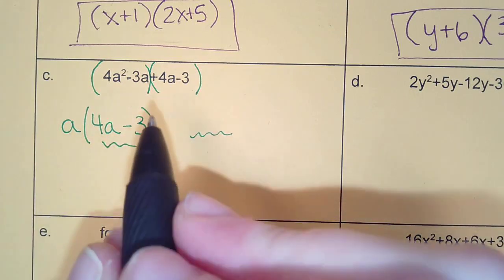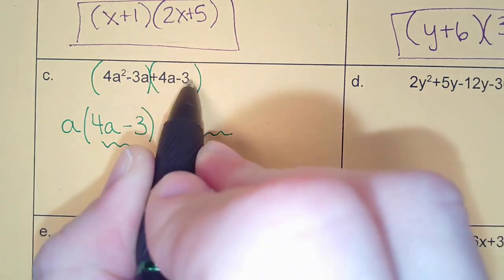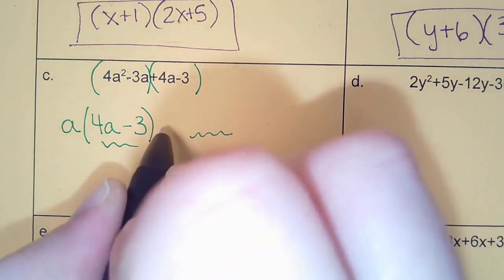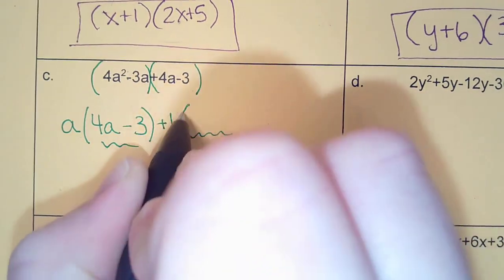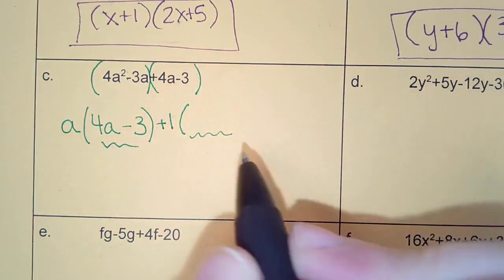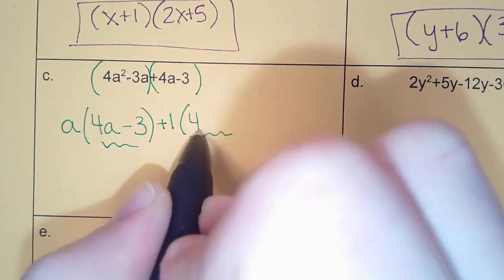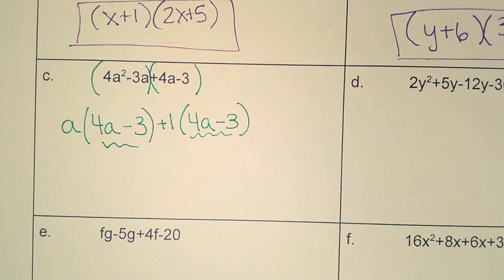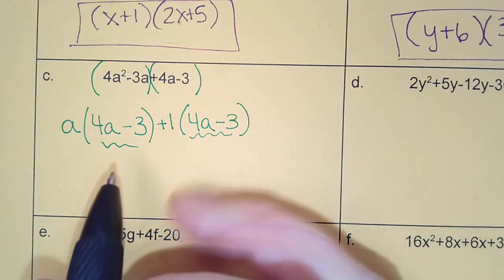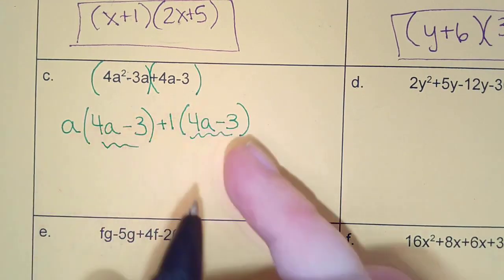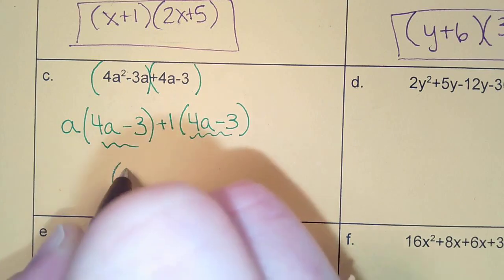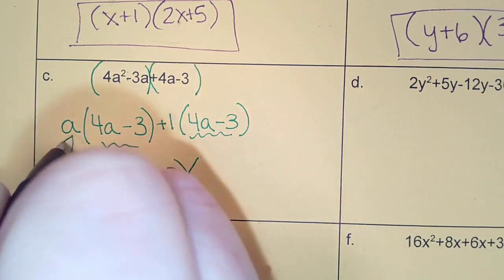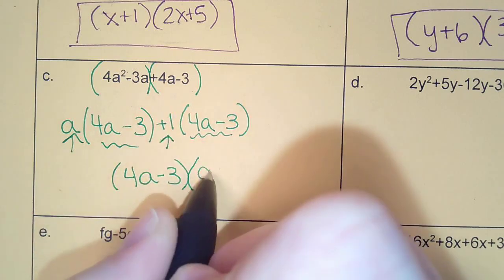So in this case, 4 and 3, the biggest number they're both divisible by is 1. So if I divide out a 1, that will allow it to stay the same. So 4a divided by 1 is 4a. Negative 3 divided by 1 is negative 3. And they match. Factoring out the matching piece, the GCF matching, 4a minus 3, and I'm left with the a plus 1.